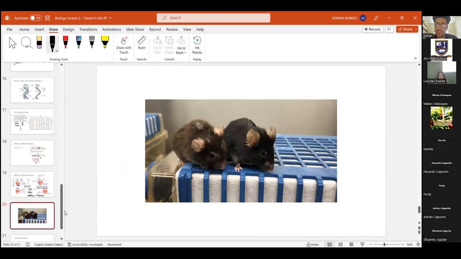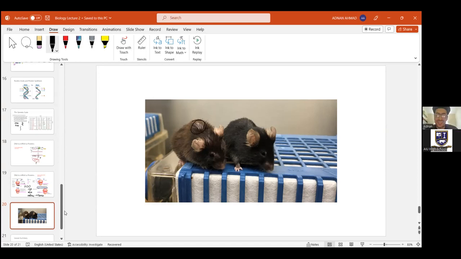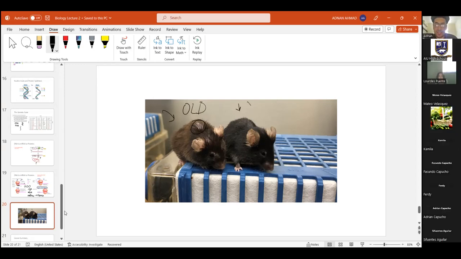Anyone? Can you see which of the two rats is younger and which one is old? I think the black one is older. The black one is younger, like when people get old, they get white hair. So you can see this white hair. I think that the color gets harder with the years. That's okay, well tried, Matthew. So this one is old because it has white hair, and this one has black hair, and this rat is young.